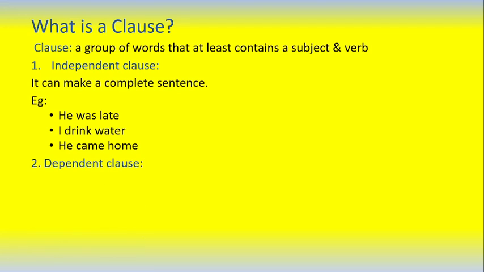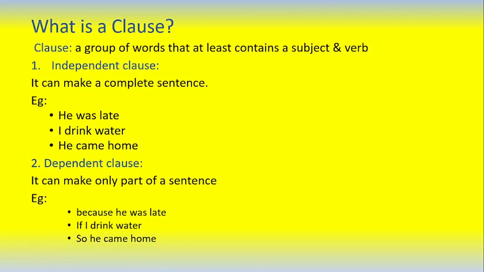What then is a dependent clause? A dependent clause is dependent on something else, or on another sentence. So it can make only a part of a sentence, a partial sentence. Dependent clauses are not complete sentences. They are called part sentences or partial sentences. Example: because he was late. See, the sentence itself is incomplete. It is a partial sentence, so it is a dependent clause. It can depend on either the previous sentence or the next sentence.